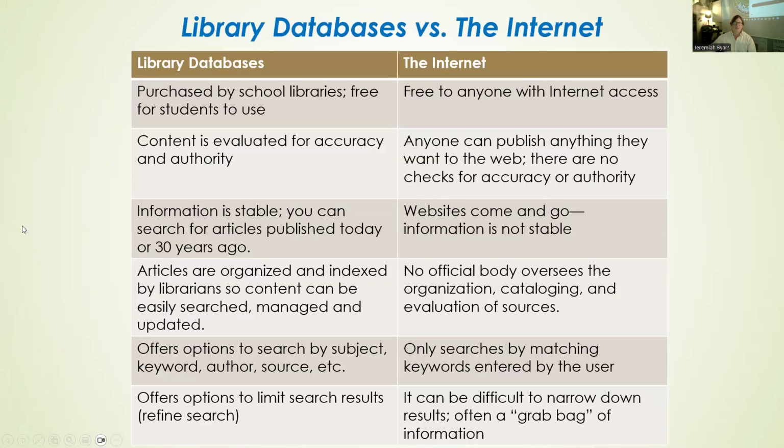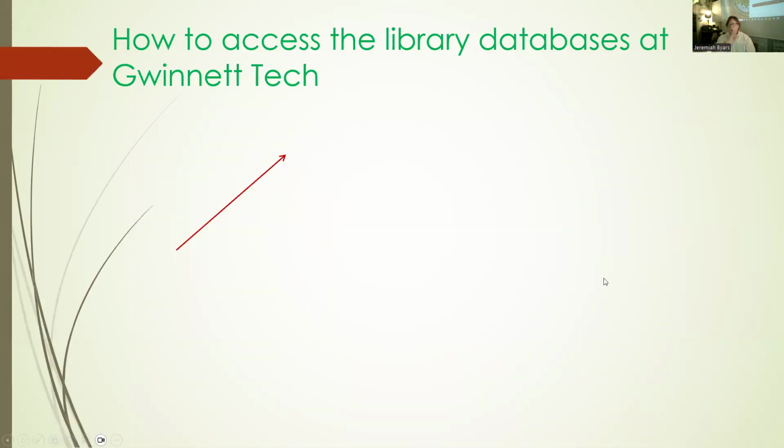The library databases are more reliable for a lot of reasons, but sometimes they are more difficult to use. They have been purchased by school libraries, versus the internet, which is just free to anyone. Content is evaluated for accuracy and authority, while on the internet, anyone can publish anything they want to the web, which is why you have to be very careful about which online sources you use. Articles are organized in school library databases and indexed by librarians, and for the internet, there's no official body that oversees anything. So you have to be very selective in what you choose to use.